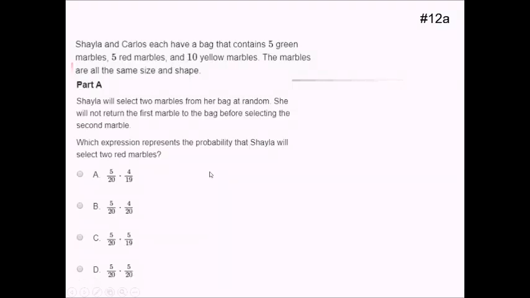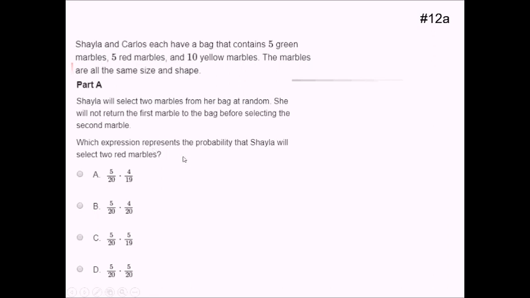For this multi-part problem, we have Shayla and Carlos with a bag that has some marbles in it, 5 green, 5 red, and 10 yellow, and they're all the same shape and size. For part A, Shayla is selecting 2 of these randomly, and she will not return the first marble to the bag before picking another one. So that's an important piece of information right there. We want an expression with the probability that Shayla will select 2 red marbles.